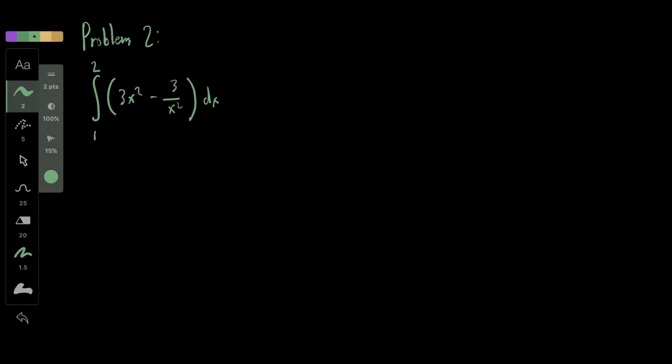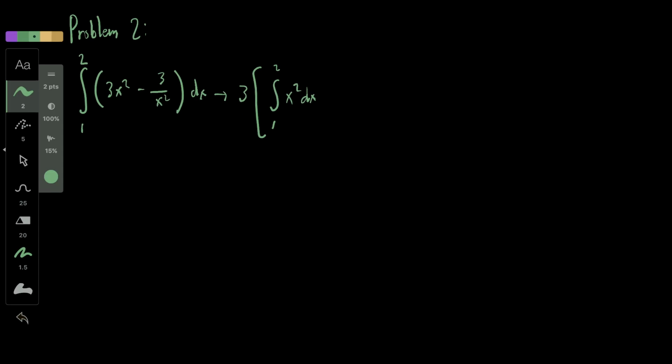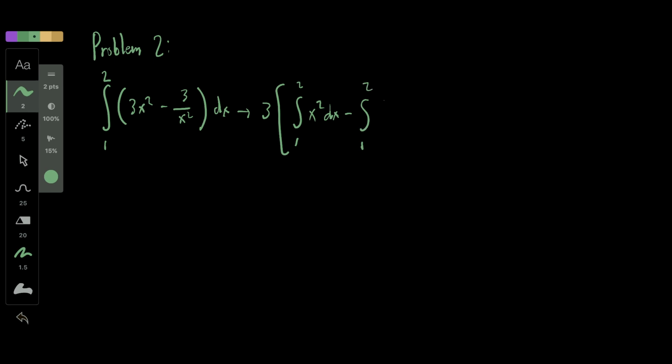Over here we have our next problem, the integral from 1 to 2 of 3x squared minus 3 over x squared dx. So what we have over here is, first, since there's multiple terms and we can factor out 3, we can do 3 multiplied by, and now when we separate the integrals, the integral from 1 to 2 of x squared dx minus the integral from 1 to 2 of 1 over x squared dx.